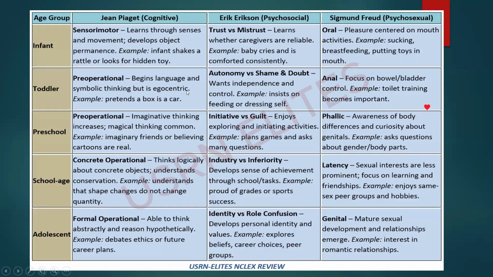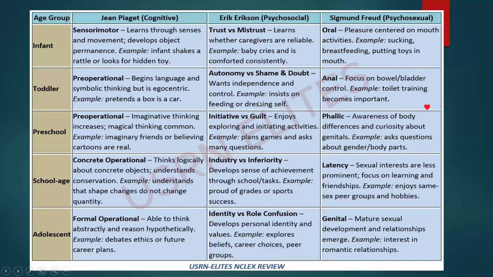The next one is autonomy versus shame and doubt. So they want independence and control. They insist on feeding or dressing themselves. It depends, somewhere within 2 years, anywhere between 1 to 3 years, it's a range. Let us at times give them their space. Serve them food with their spoon, let them do their own thing. They will throw half away and eat only a little bit. But that is okay.